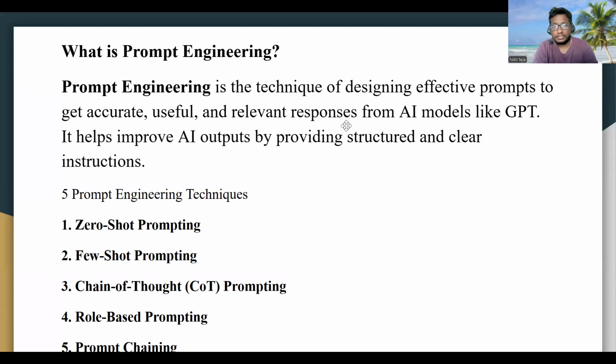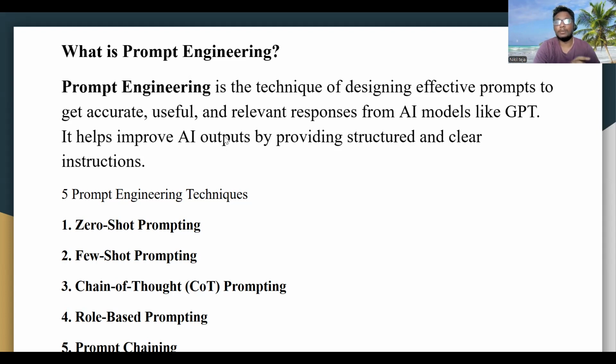Prompt engineering is a technique of designing effective prompts to get accurate, useful and relevant responses from AI like ChatGPT. GPT, as I said, stands for generative pre-trained transformers. They are used to generate answers based on the training data. Prompt engineering helps improve AI outputs by providing structured and clear instructions. There are five types of prompt engineering techniques.